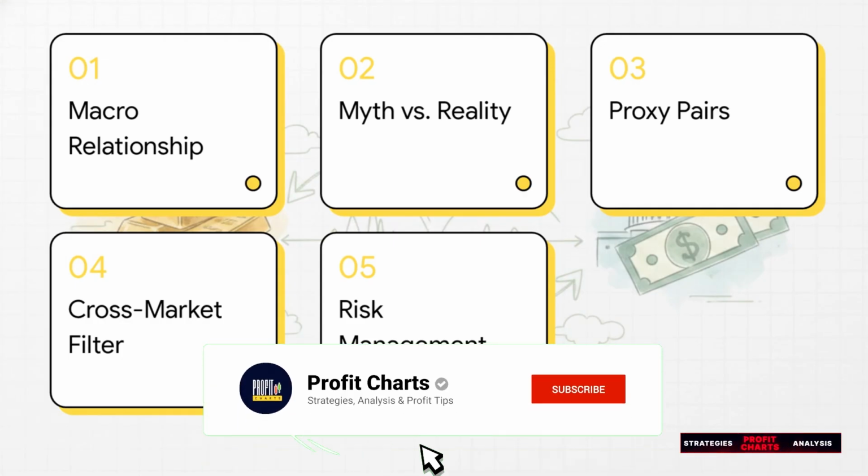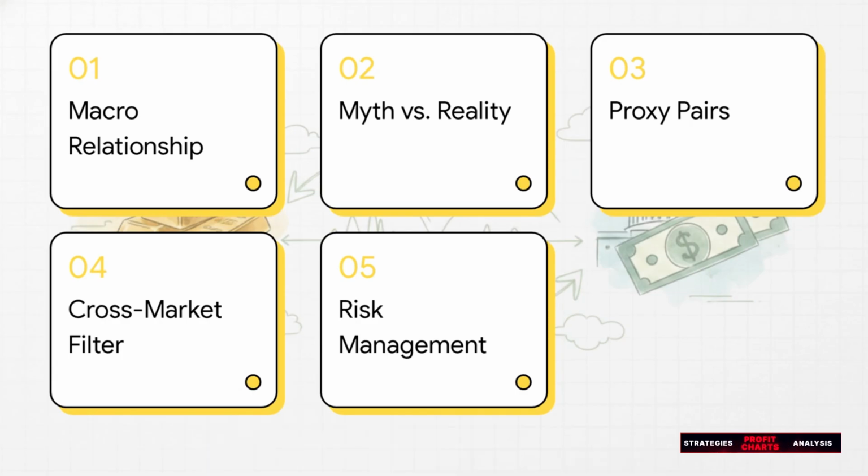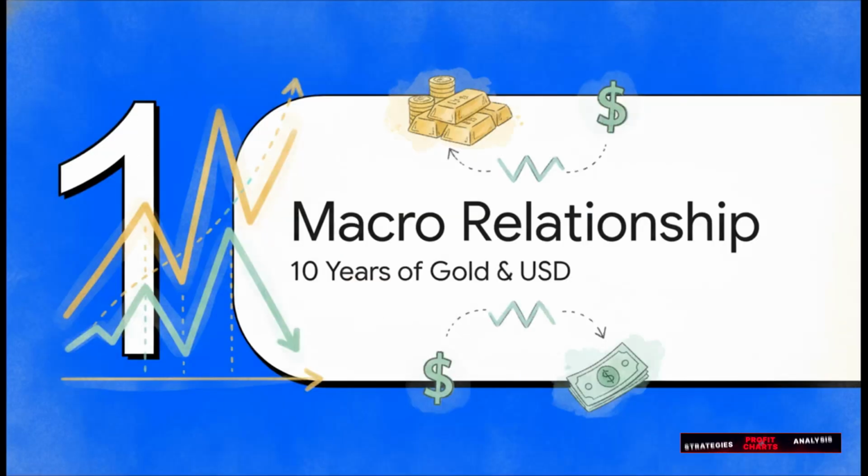Here's our roadmap. We're going to cover the macro relationship, myth versus reality, proxy pairs, cross-market filtering, and finally, some absolutely crucial risk management rules. Section 1, the macro relationship, 10 years of gold and the greenback.